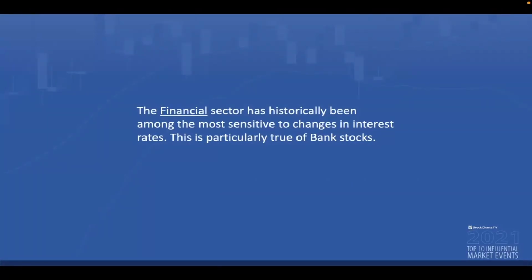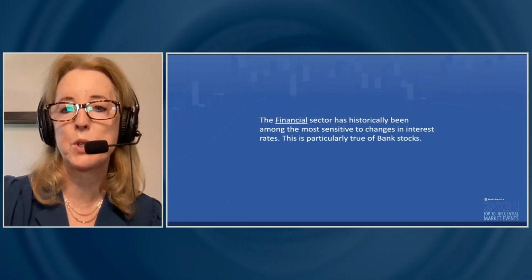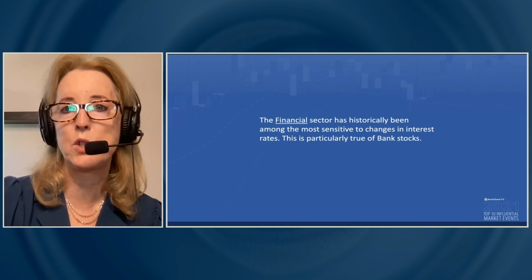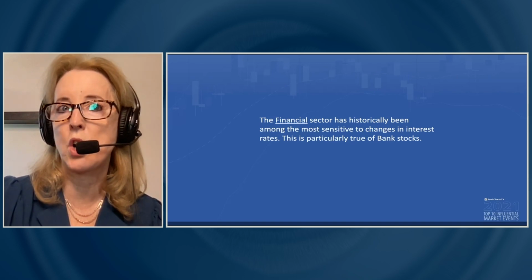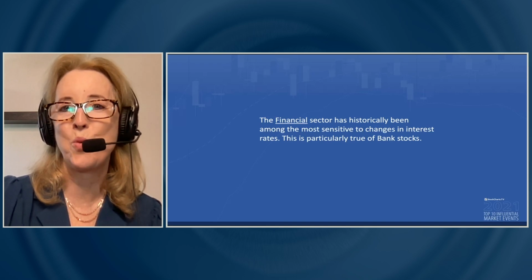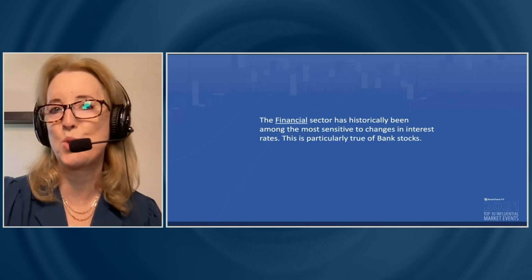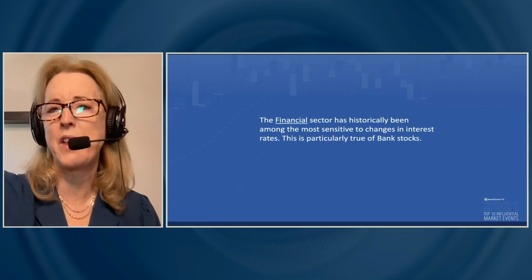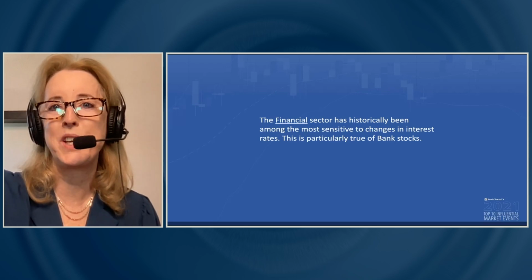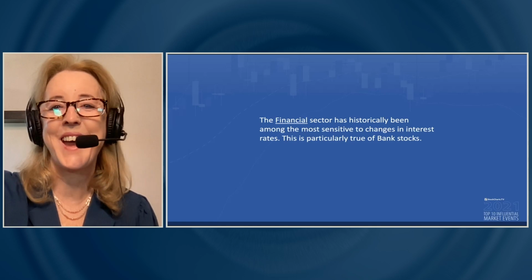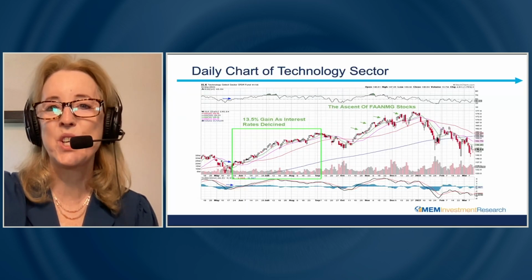The financial sector, going back historically, has been one of the most sensitive to changes in interest rates. And this is particularly true of bank stocks. We are currently in a period in 2022 where interest rates are on the rise. However, bank stocks are not. And it has to do with the way that interest rates are currently positioned, with higher interest rates shorter term versus longer term. But again, that acute sensitivity to interest rates is very much in place, as it always has been historically. So let's move on.